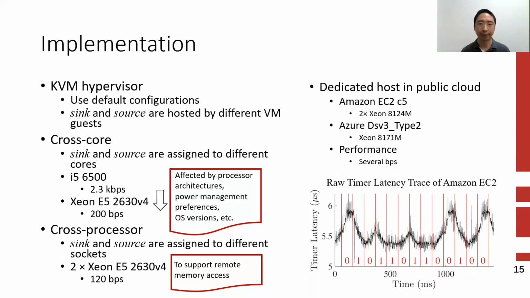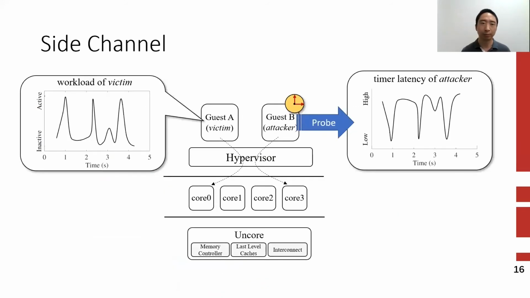We verified the covert channel with a dedicated host in public cloud. The raw timer latency trace of EC2 is shown here. Since the cloud servers adopt performance-oriented power policies, the channel has a limited capacity of several bps. The channel can be used to spy on the activity of the co-located VM guest.